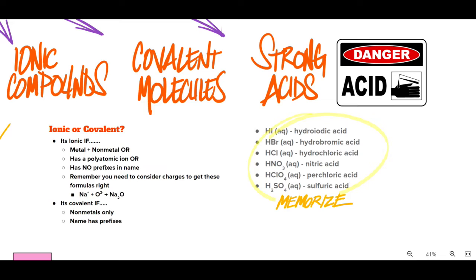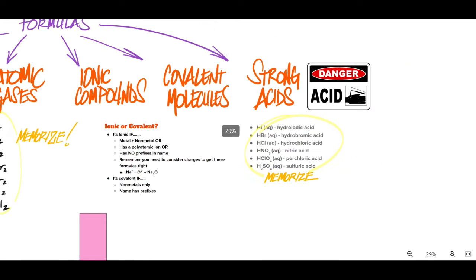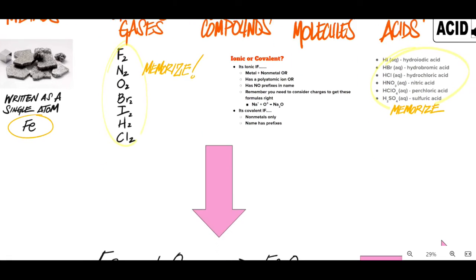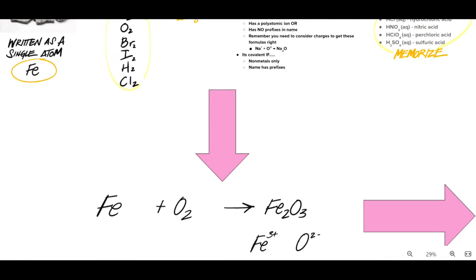Now, it's important to know their actual names as well as their chemical symbols. But again, most of the time, these are the 5 types of things you're going to see in common chemical reactions. Now, of course, there are other types of compounds out there, but this is what you should focus on as a beginner.